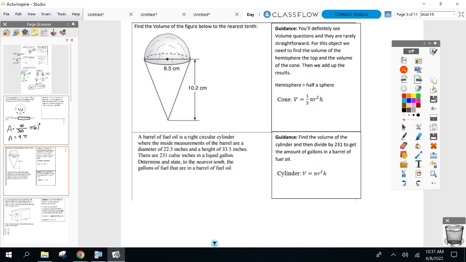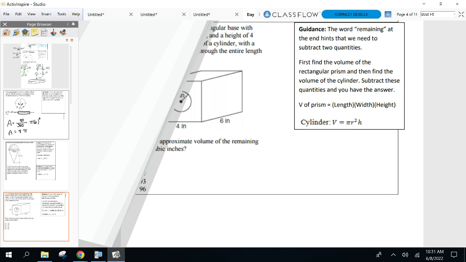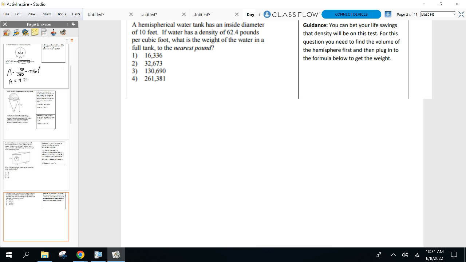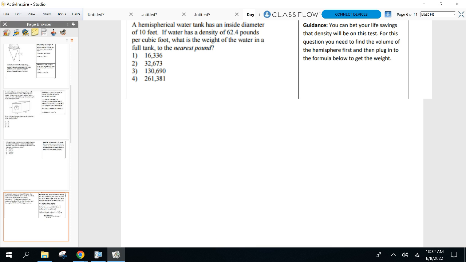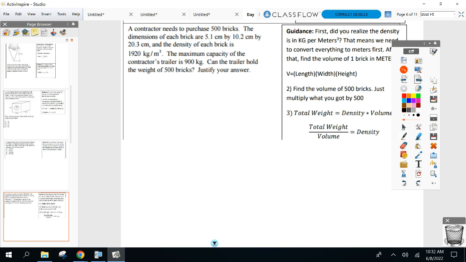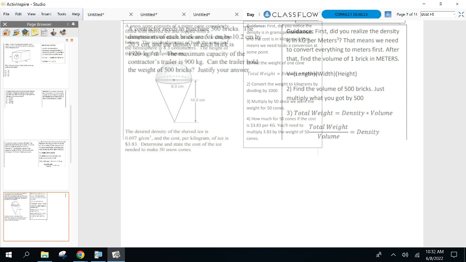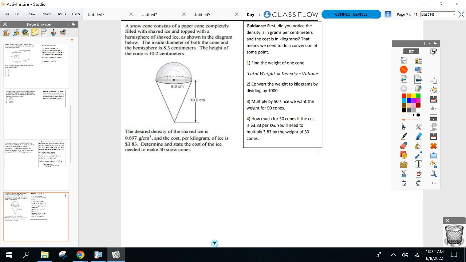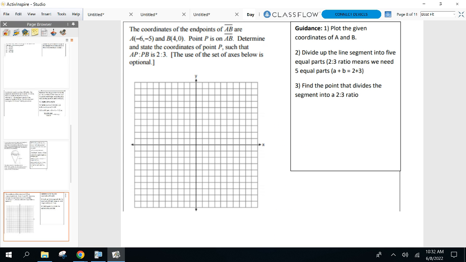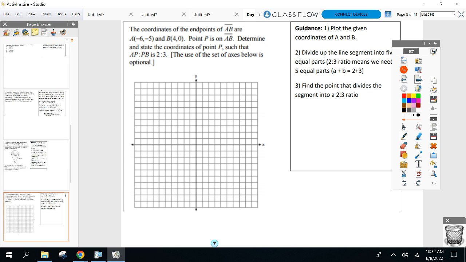Anybody remember the ice cream cone here? Yeah, we did this problem. So I'm going to save ourselves some time here. Did that problem, right? Did hemispheres, yep. The bricks in the trailer, everyone remembers that one. The snow cone, yep. How many can cost of 50 of them? Partitions. Let's roll. It's been a while, but you know you're going to see them on there.